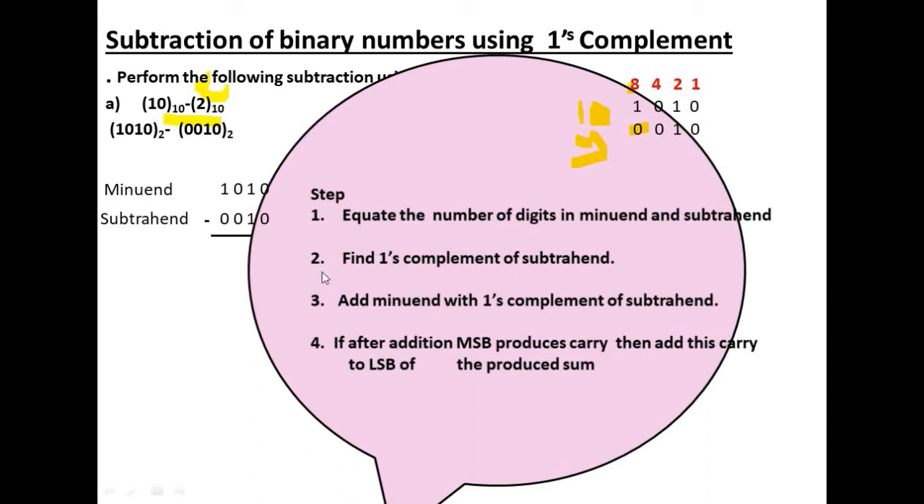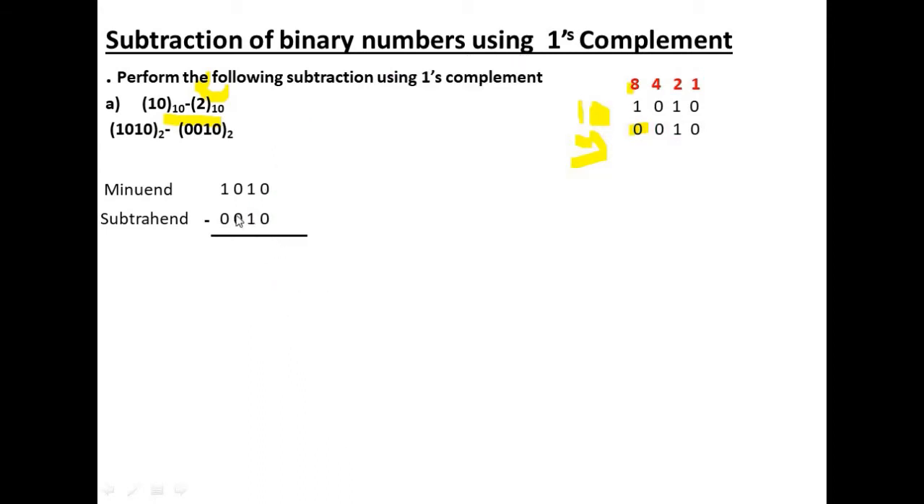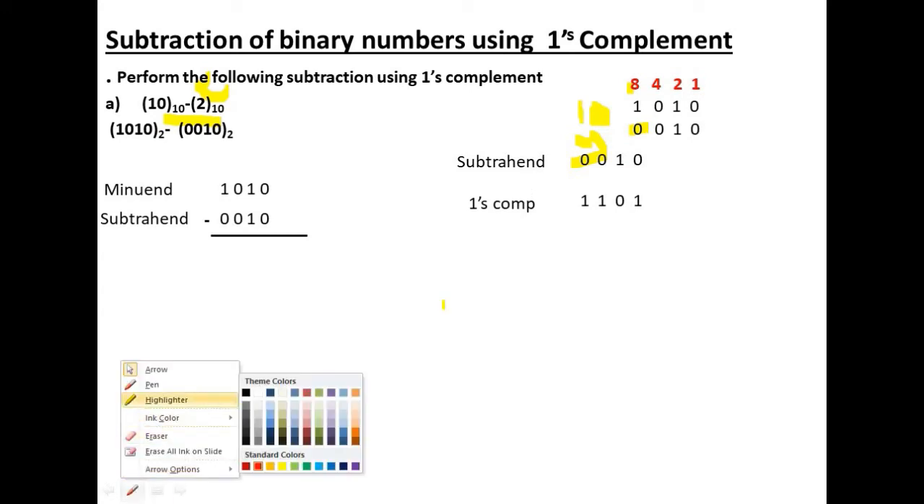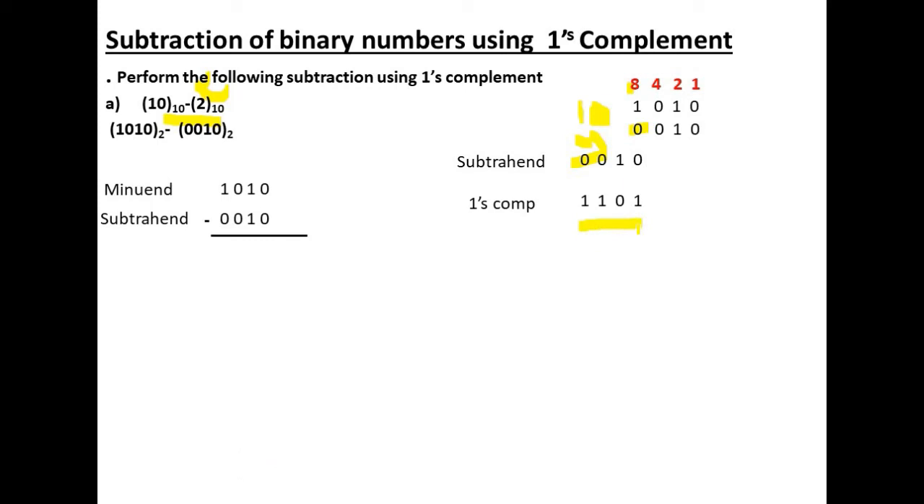The second step is that we have to find the 1's complement of the subtrahend. The subtrahend is 0, 0, 1, 0. Now we have to find the 1's complement of this subtrahend. So here is the subtrahend, 0, 0, 1, 0, and its 1's complement will be: 0 is converted to 1, this 0 to 1, 1 to 0, and 0 to 1. So we have got the 1's complement of the subtrahend as 1, 1, 0, 1.